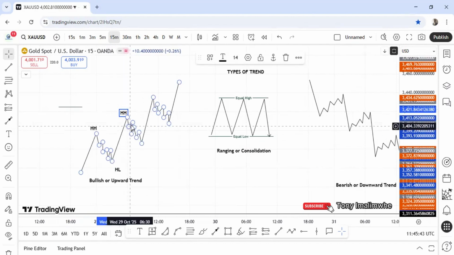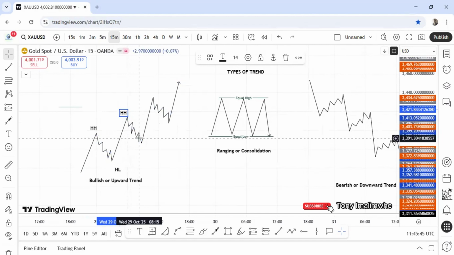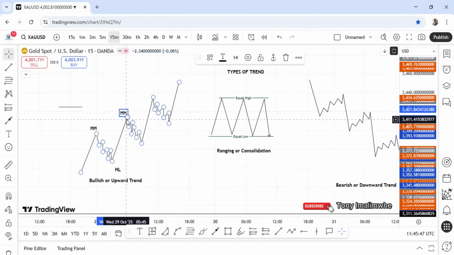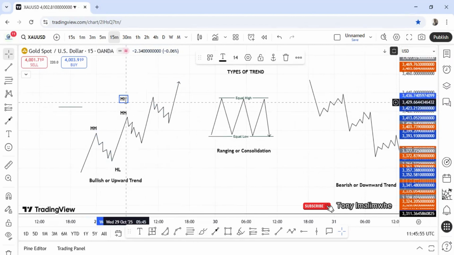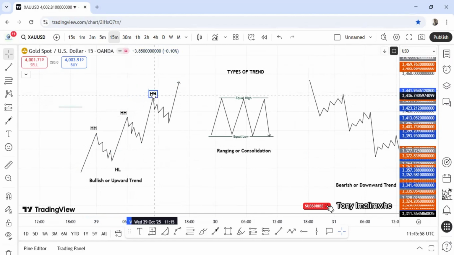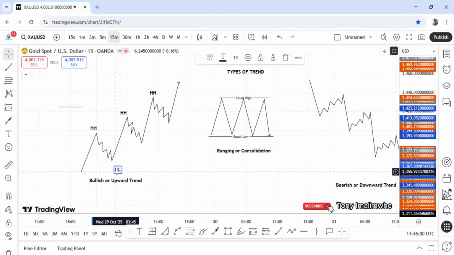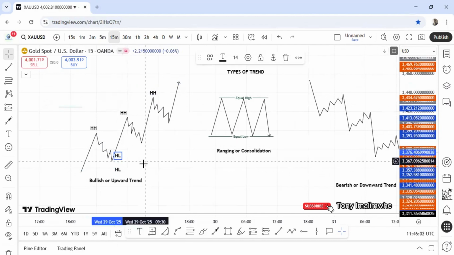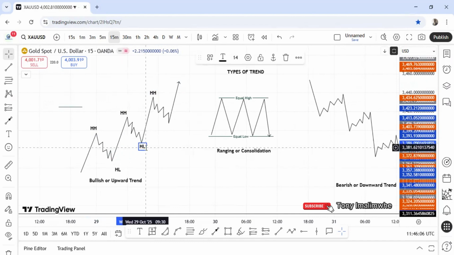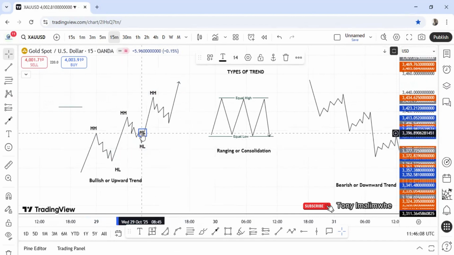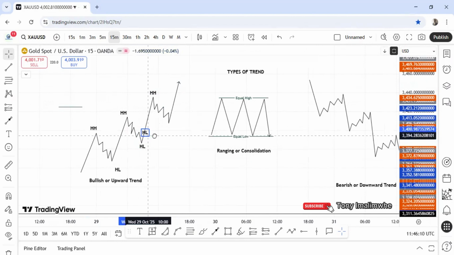And then pull back or retrace back, and then break this structure again or go above this point to give another high. This high is called a higher high again. Then this low is a higher low. Same thing applies to this low.